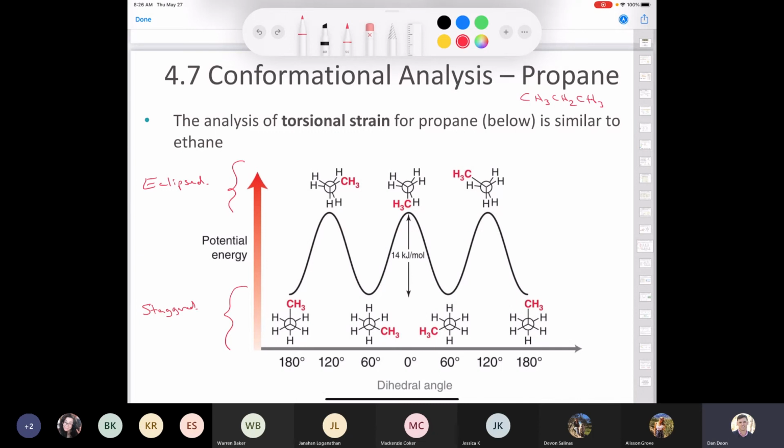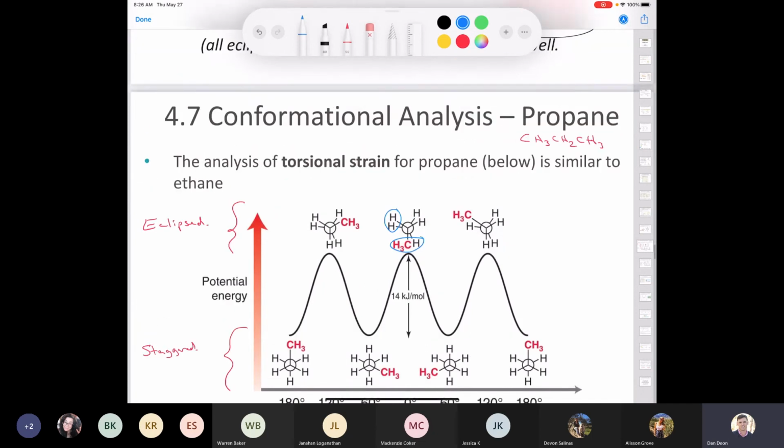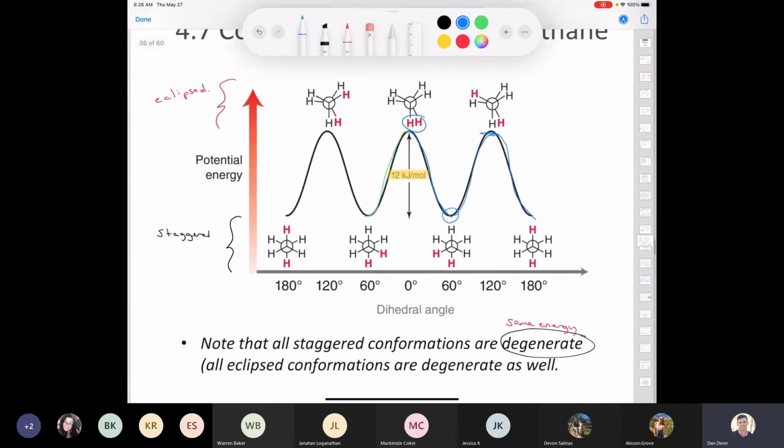Now, our book goes into quite a lengthy treatment of the energy cost for each of these interactions. If we go back to the ethane molecule, you notice that the difference in energy between staggered and eclipsed was 12 kilojoules per mole higher in energy. Well, there are one, two, three of those hydrogen-hydrogen interactions. So if you take 12 divided by 3, you get that the cost of each one is 4 kilojoules per mole.